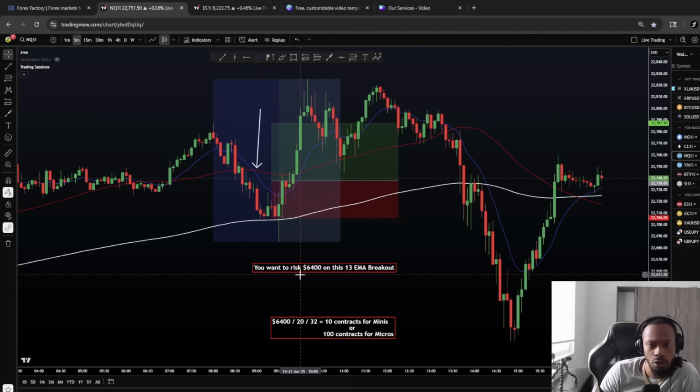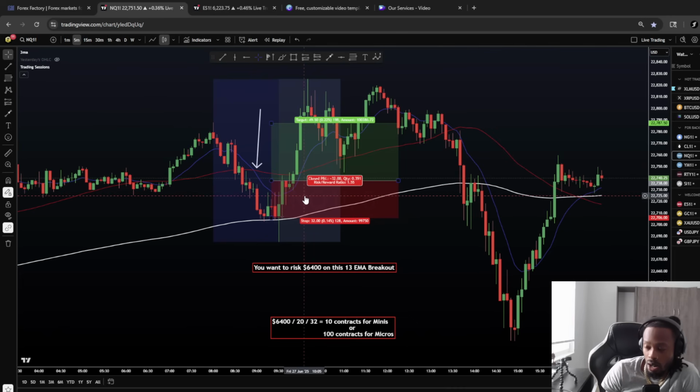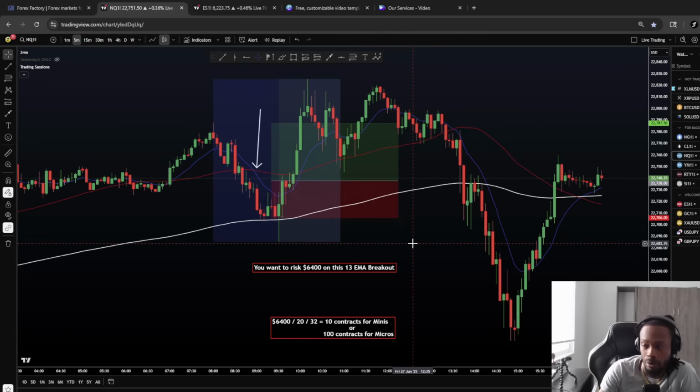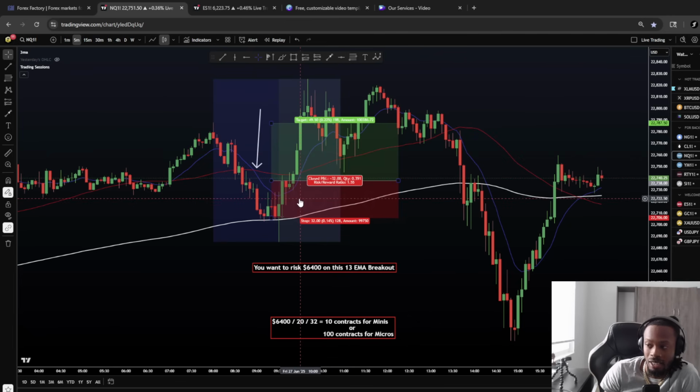So say you want to risk $6,400 on this 13 EMA breakout, okay? Now, first, let's see how big our stop loss is. Our stop loss is 32 points. And you said, I want to risk $6,400 on this breakout. So first, you understand what am I trading? I'm trading NASDAQ. How much is that worth per point? $20. Okay, cool. So we divide $6,400 by 20, and then you get a number, and then you divide that by 32 based on your stop loss size.